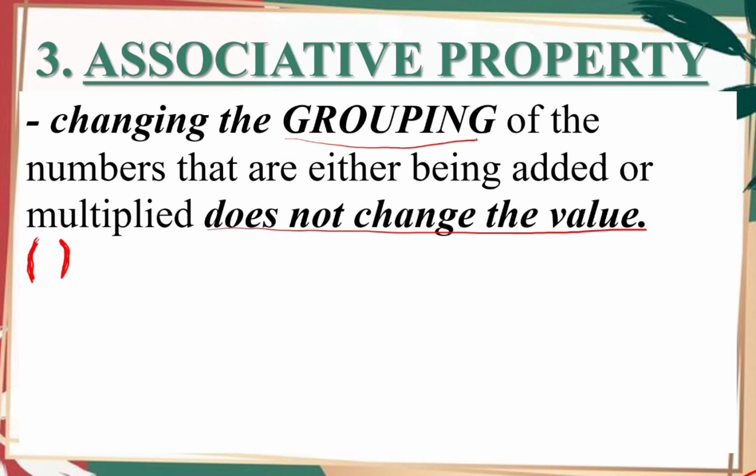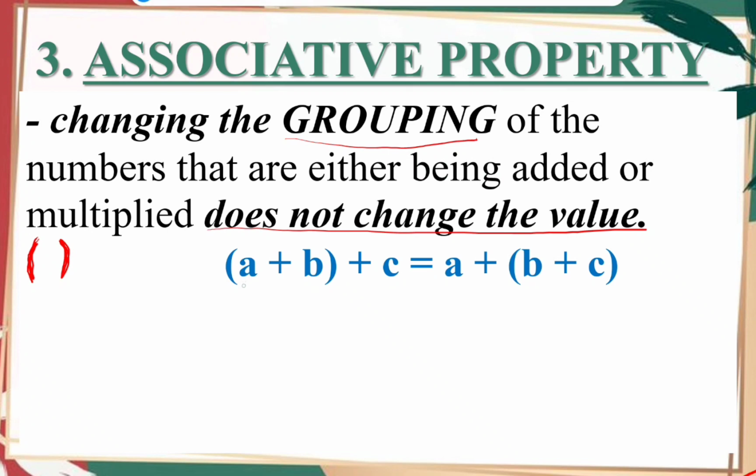So, in this property, this will be the case. So, we have the quantity of A plus B plus C is just equal with A plus the quantity of B plus C. So, dito, ang unang magkagrupo ay yung A at saka B. Kapag pinalitan natin yung groupings niyan, ginawa nating B at C, ang sagot ay ganun pa din, hindi magbabago. Ang nagbago lang ay yung groupings. So again, associative property is just applicable with addition and multiplication.